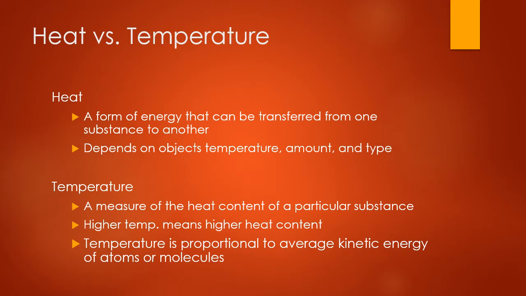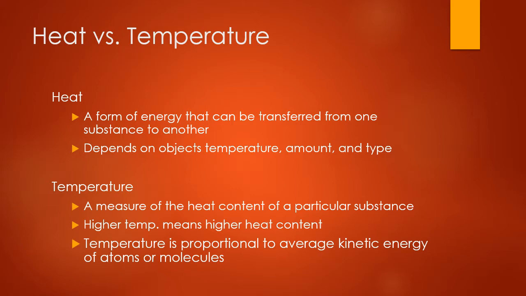So now that we've talked about both heat and temperature, let's compare them. With heat, we said it's a form of energy, okay, meaning it's measured in joules. For our purposes, when we do calculations, it'll be calories. It can be transferred from one substance to another, always being transferred from the hotter object to the colder object. And the heat also depends upon the object's temperature, the amount of the substance that's there, or the mass, and then the type of the substance. So are we talking about water, an alcohol, a metal? What does this matter consist of?